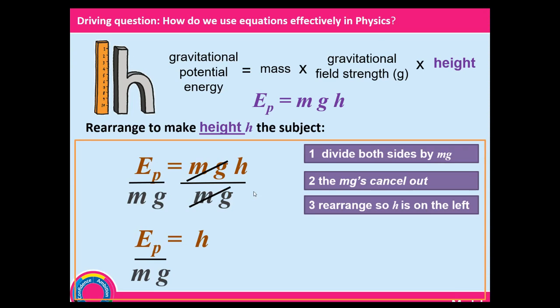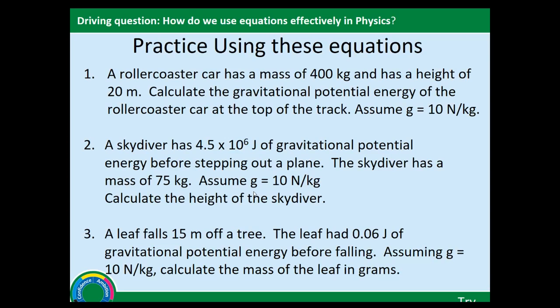Now we just rearrange the equation such that h is on the left and Ep, which is the gravitational potential energy, divided by mg is on the right-hand side. And that's how we rearrange the equation to make h the subject of the formula. Hope you had all three rearrangements correct. Pause the video now and go through these three questions.